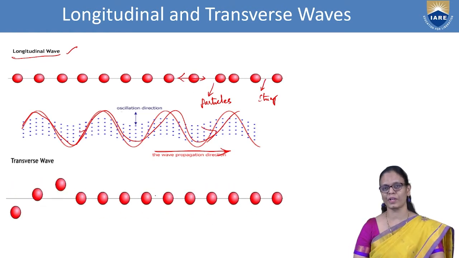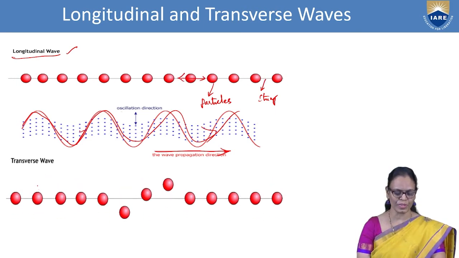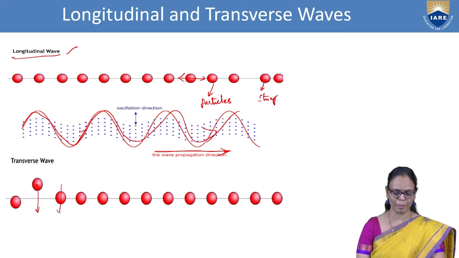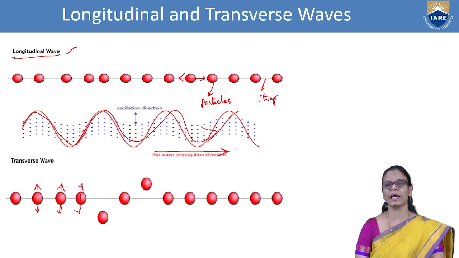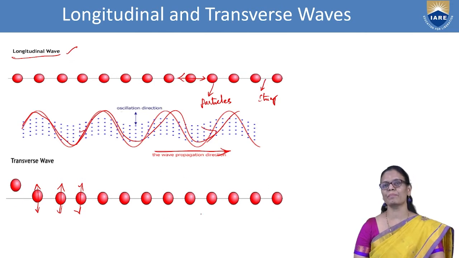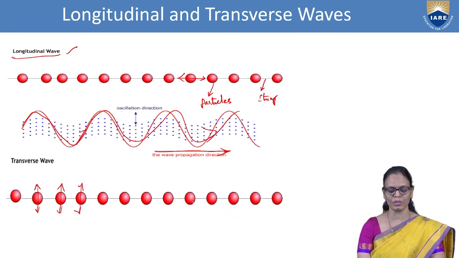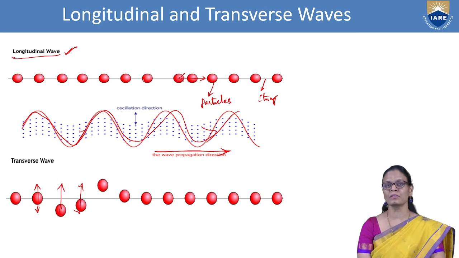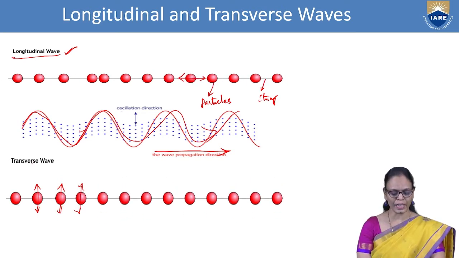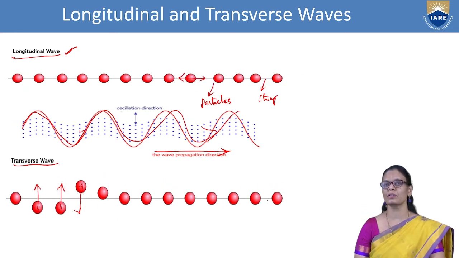So in a transverse wave, the particles, how they are vibrating, if you see at any point of time, these particles vibrate perpendicular to the direction of motion of the wave. This is the direction of motion of the wave, and the particles are vibrating up and down at right angles, or we say perpendicular. So this gives a clear idea of how the particles of the medium vibrate in a longitudinal wave. They vibrate parallel to the direction of propagation of the wave, and in a transverse wave, they vibrate perpendicular to the direction of propagation of the wave.